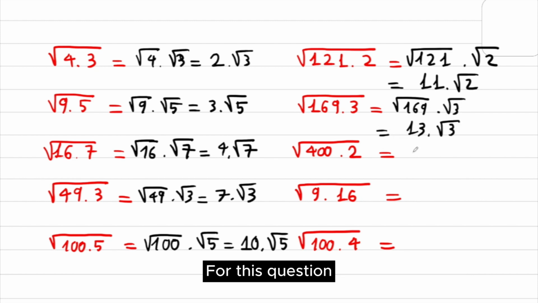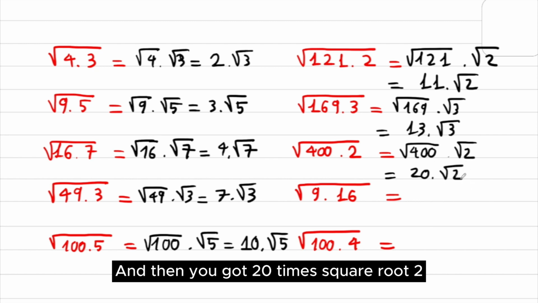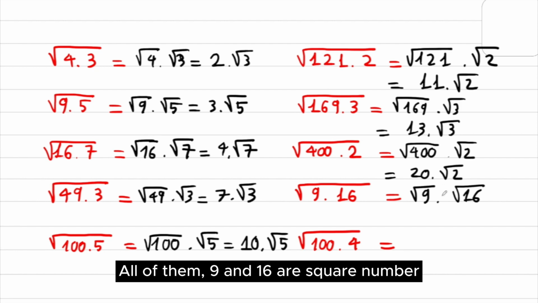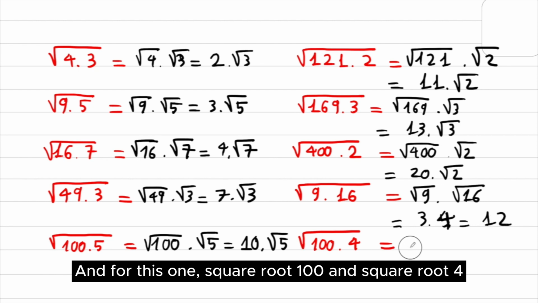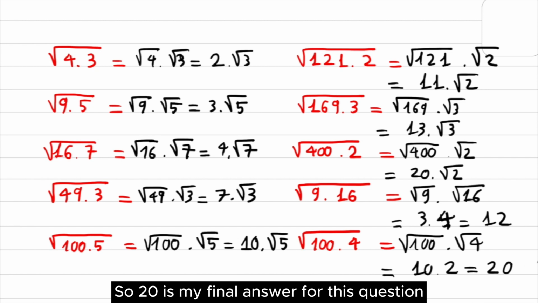Okay, for this question, you got square root of 400 multiply square root of 2, and then you got 20 times square root 2. Okay, for this one, square root of 9 times square root of 16. All of them, 9 and 16, are square numbers. So I've got here is 3, here is 4. Of course, the result will be 12. And for this one, okay, square root 100 and square root 4, 100 you got 10. And you obtain from this one is 2. So 20 is my final answer for this question.